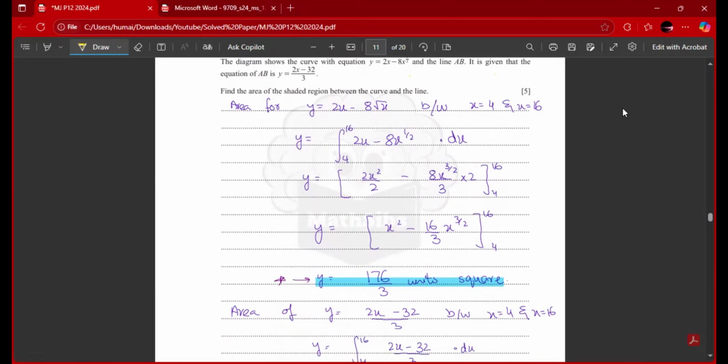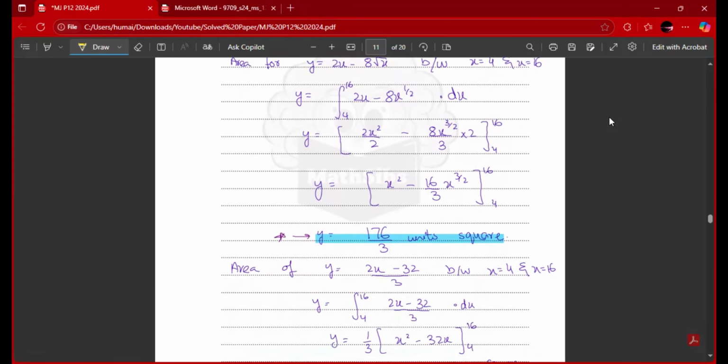In integration, we add 1 to the power. So the power is 1, we add 1, we get 2. And we also divide by the new power because integration is the opposite of derivative. In derivative, we subtract 1 from the power and multiply by the power, while in integration, we add 1 to the power and divide by the power. That's the rule. So we do that.